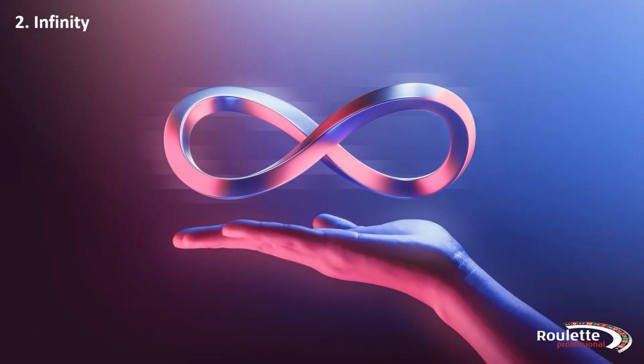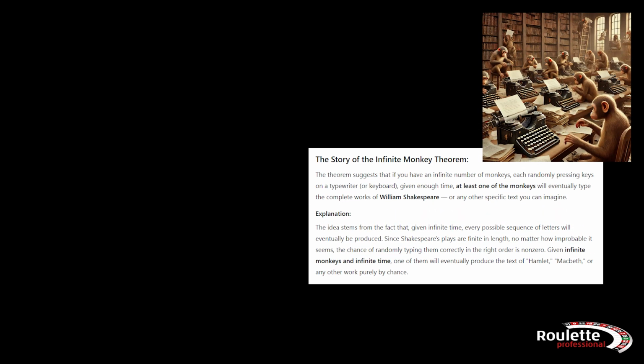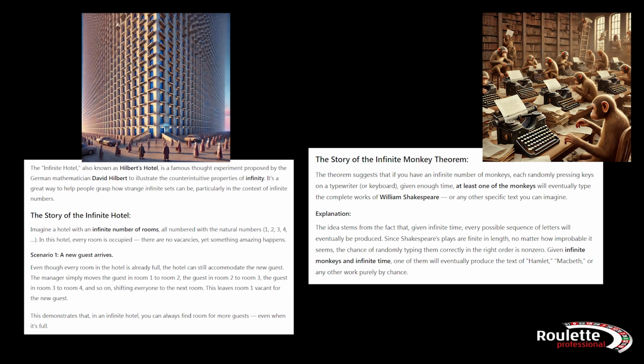Asking how big is infinity is perhaps a daft question, but asking are there different sizes of infinity might become more thought-provoking. There are some fun mathematical concepts you might have heard of, like the infinite monkey theorem, which suggests that if you have an infinite number of monkeys, each randomly pressing keys on a typewriter, given enough time, at least one of the monkeys will eventually type the complete works of William Shakespeare. Or the infinite hotel, where there's always room for another guest, that one can really bend your mind.